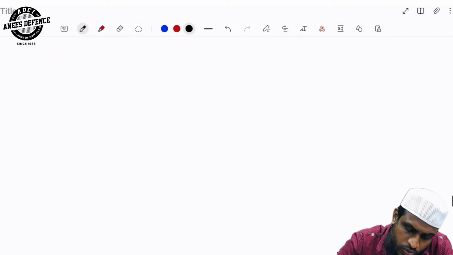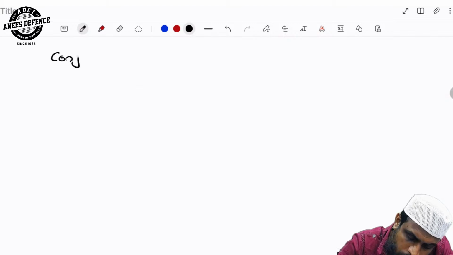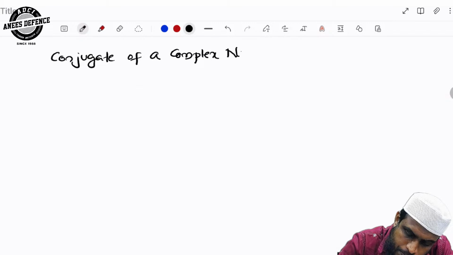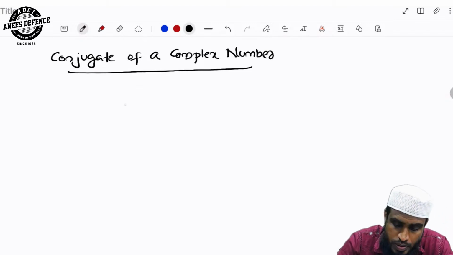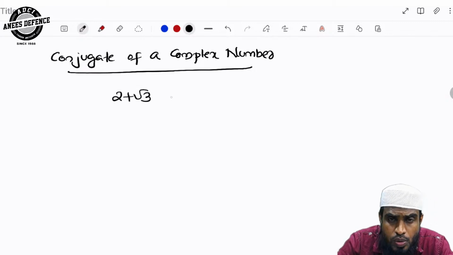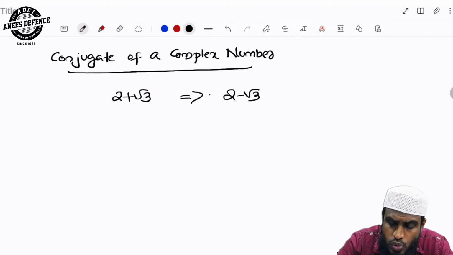Now the conjugate of a complex number. For example, 2 plus root 3. This is a normal case, a real number. So the conjugate can be represented as 2 minus root 3.